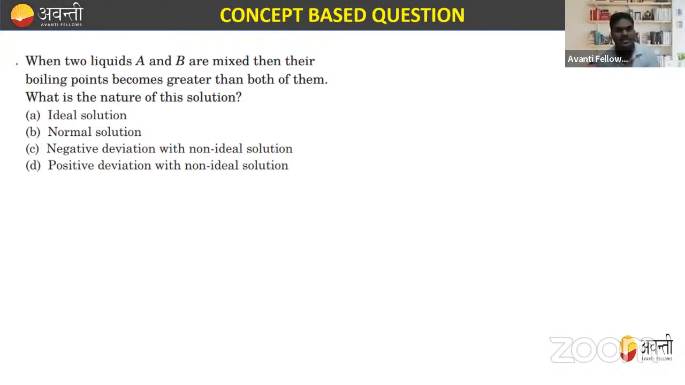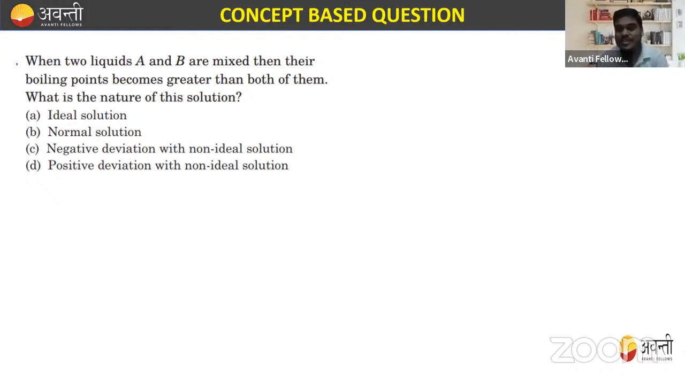Whether it is an ideal solution, a normal solution, a non-ideal solution with negative deviation, or positive deviation. So beta, can anyone tell me in which the force of attraction is more? We all know that non-ideal has two types, positive and negative. In negative deviation, the force of attraction between solute and solvent is much greater than what we expected. So if the force of attraction is more between solute and solvent, then obviously it shows a higher boiling point.